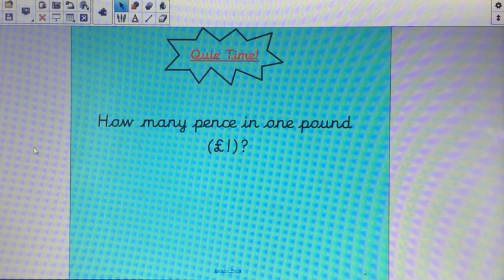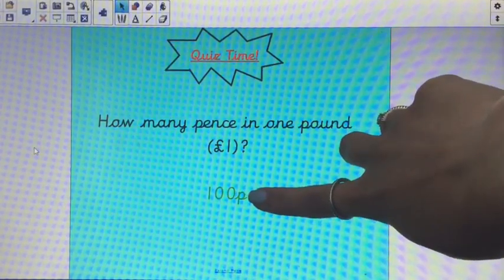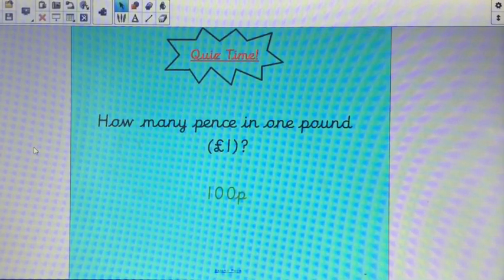Ready? There are 100 pence in £1. So we know that £1 is equal to 100p. And I want you to remember that this lesson because it's going to be very important when we're calculating change. So remember that £1 equals 100p or 100 pence.